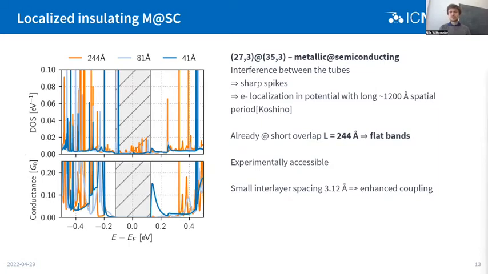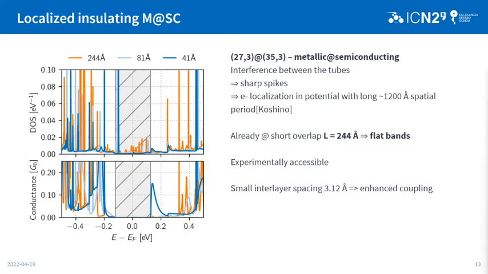So we simulated, similar to before, this system for different overlap lengths. And actually we see, quite surprisingly, that even at short overlap lengths, we already see sharp spikes in the density of states, which indicate the emergence of flat bands.